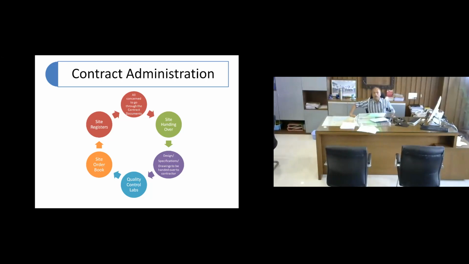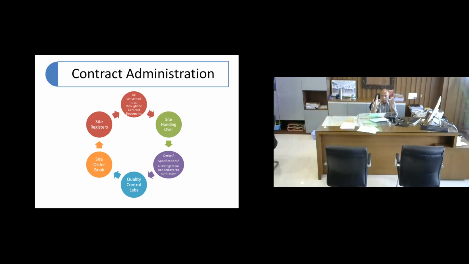Okay, so as I was saying, all concerned are supposed to go through contract documents. Then the site must be handed over in writing. Design specification drawings are to be handed over to the contractor, preferably through written communication. Then if it's a project site, quality control labs are to be established. Then the site order book has to be opened. Site registers are to be maintained for quality control records. And again, the cycle continues.